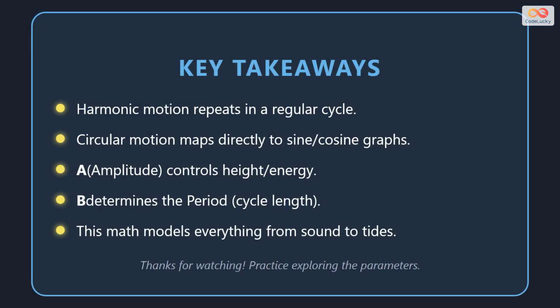To wrap up, remember that harmonic motion is all about cycles. The unit circle gives us the map, and the variables a, b, c, and d give us the control to match that map to real-world data.